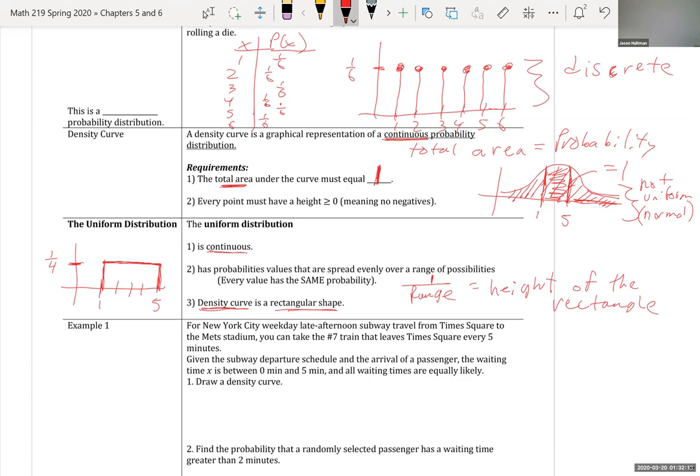And why is that? Because the total area has to equal 1. The area has to equal 1 there.